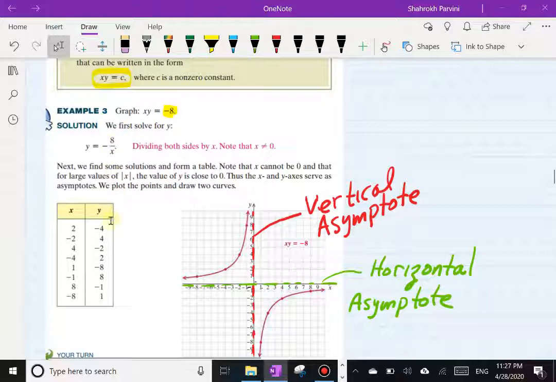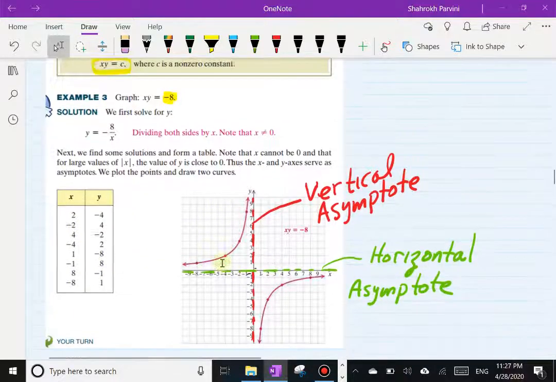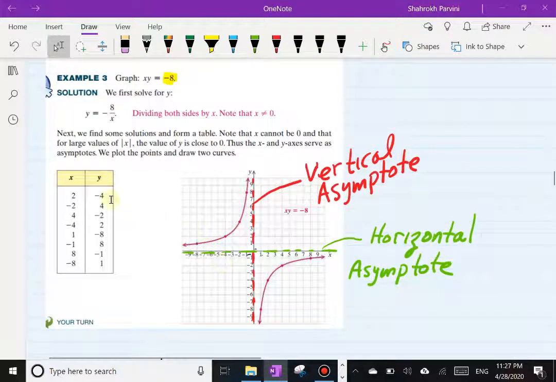Now, they actually plot points. See, this is something that we don't want to do. But they do, and understandably so, because they want to show you by plotting points what these branches look like, what the whole graph in fact looks like. So they pick some reference points here, 2, -2, 4, -4, 1, -1, 8, -8, and so on. And these are the corresponding y values.